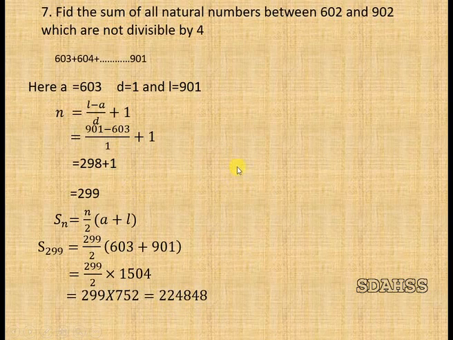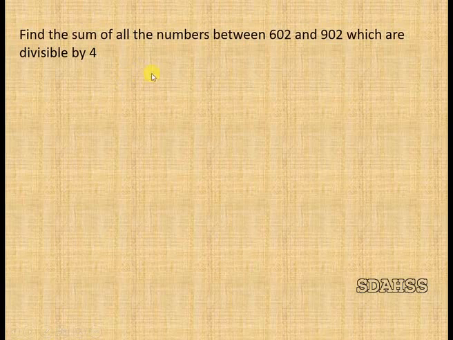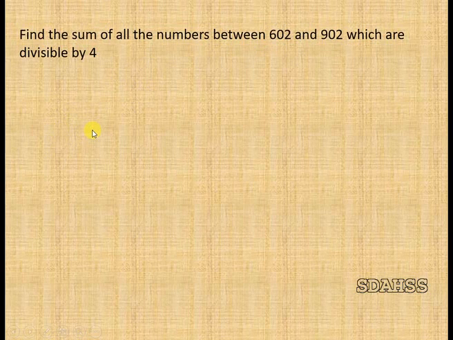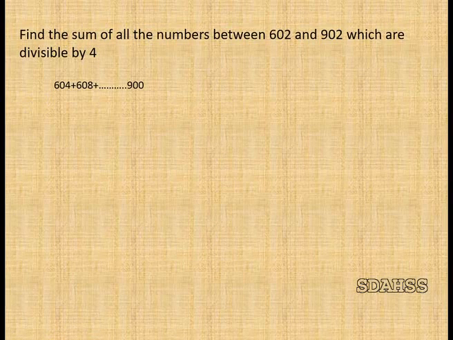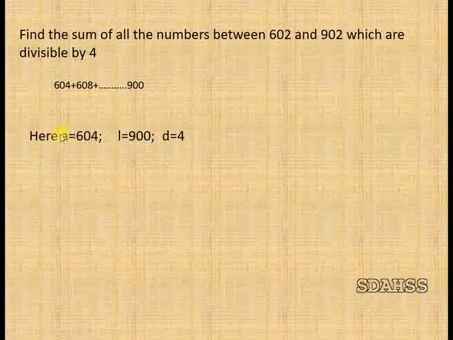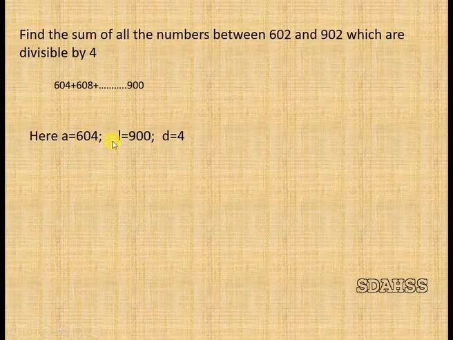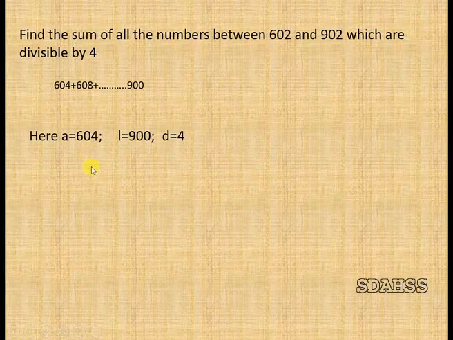2,24,848. Then we want to find the sum of all natural numbers between 602 and 902 which are divisible by 4. So the first number is 604. The last term is 900. First term is 604 and the last term is 900. Here A is equal to 604, L is equal to 900 and the common difference D is equal to 4.